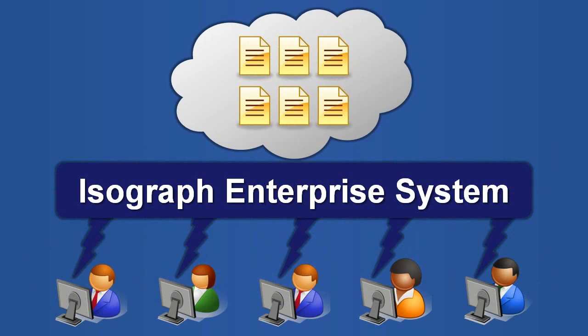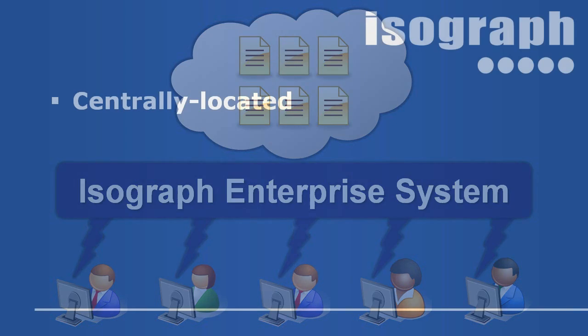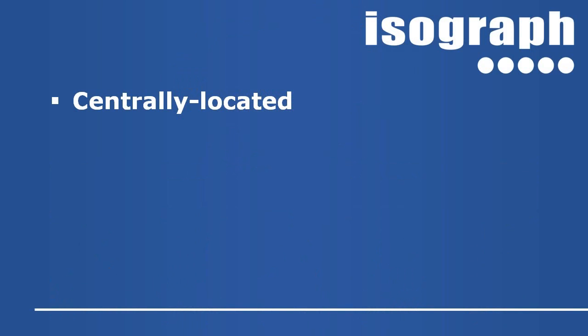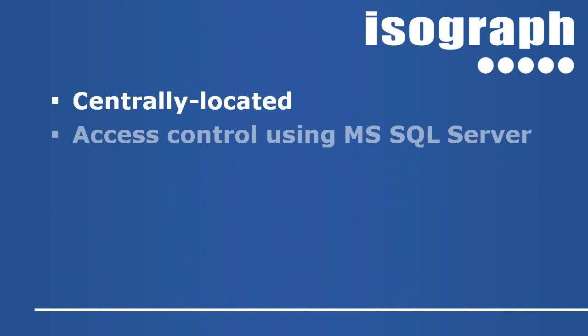The Enterprise System solves these problems by using a network application to manage the project files. The projects are kept on a central network location, but the Enterprise application, using Microsoft's SQL Server, acts as a gatekeeper, controlling who can access which files and automatically tracking version histories.